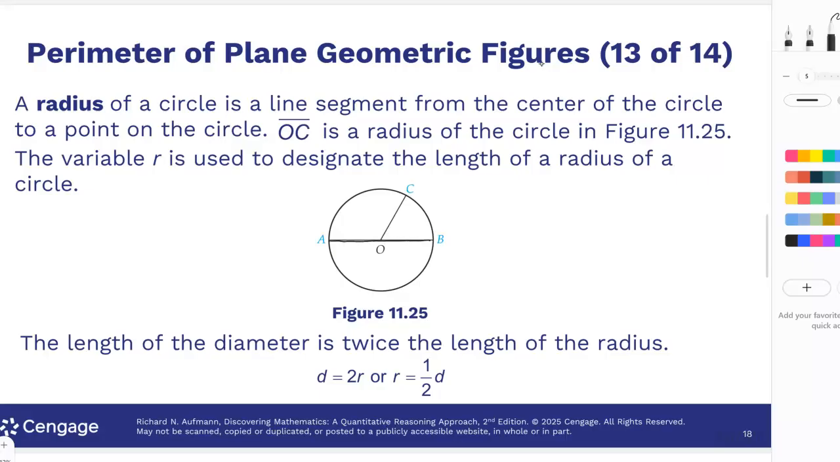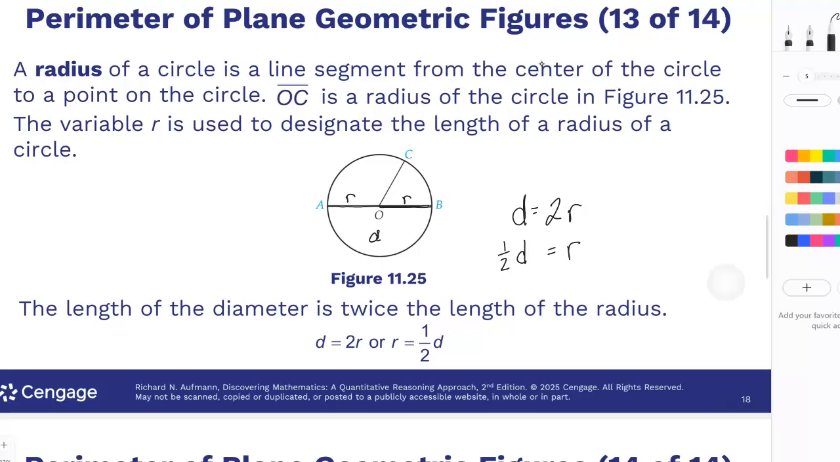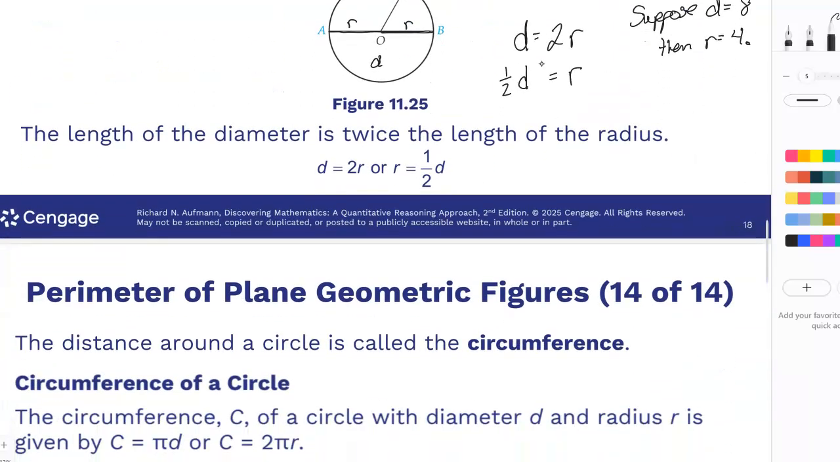So if this is my diameter, then this would each be considered a radius from the center out. So there's a relationship between these. The diameter is 2 times the radius. Or if I have the diameter and I need the radius, it's going to be 1/2 of the diameter. So suppose the diameter is 8, then the radius, that distance across here is 8, so then the radius would be 1/2 of that, which is 4. So you can see that relationship working there.